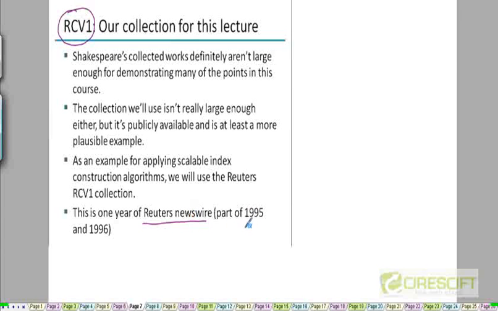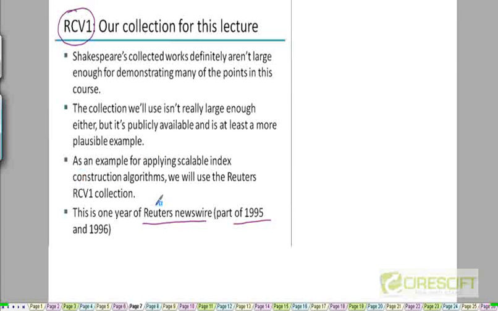from some month in 1995 or 1996 to the same month next year. So it's about 1 year of news articles that were wired from Reuters to the newspapers. And the newspapers would obviously choose some of those articles and then publish them in the news.